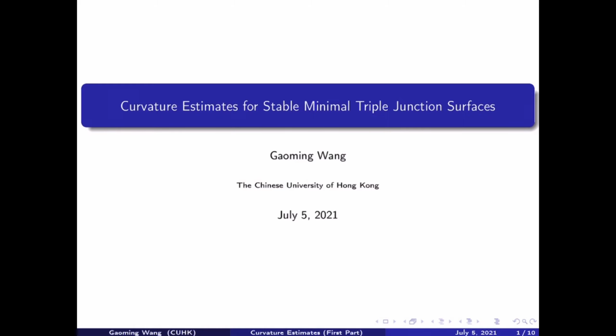I will divide my talk into two parts. In the first part, I will cover some well-known basic properties about minimal surfaces, including curvature estimate and the generalized Bernstein theorem. Especially, I will help you recall the sketch proof of the curvature estimate and how to get the generalized Bernstein theorem, since this method will be applied to the case of triple junction surfaces. In the second part, I will focus on the topics related to minimal triple junction surfaces.